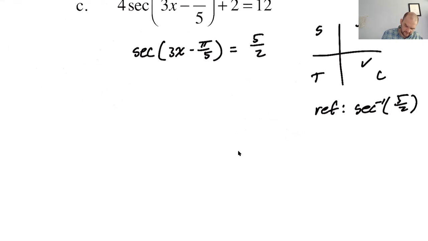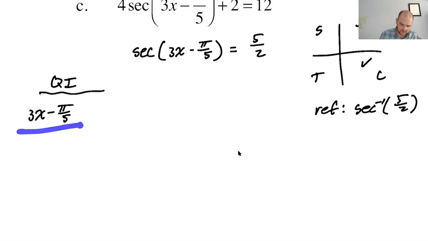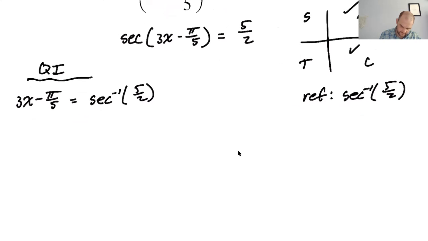Let's jazz it up. The quadrant 1 solution is going to be 3x minus pi over 5. So the secant of something is 5/2, which means that something could be the quadrant 1 angle. The something could be equal to the first quadrant angle, which is just the inverse secant of 5/2. Or it could be in quadrant 4.